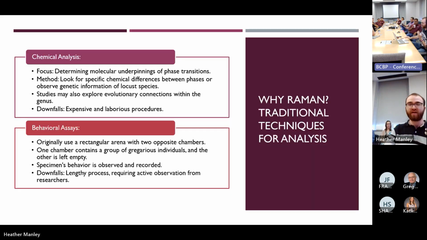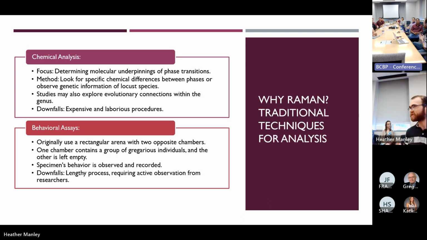So to continue on, why are we using Raman? Traditional techniques used for analysis of phase polyphenism are chemical analysis and behavioral assays. Both of these tools have their downfalls, and Raman may be able to improve these experiments. Chemical analysis is usually just to determine the molecular underpinnings of phase changes. So we look at chemical differences between the two phases to see what is present or what changes when they form swarms, become gregarious. These studies have also explored genetic expression and evolutionary connections between locusts of the different species, but these experiments often are expensive and very laborious.